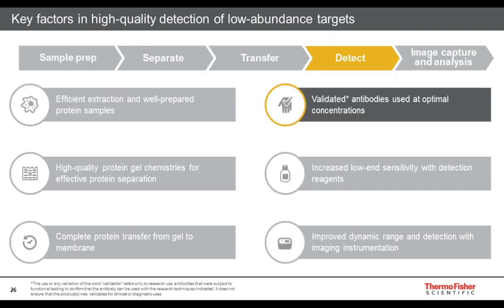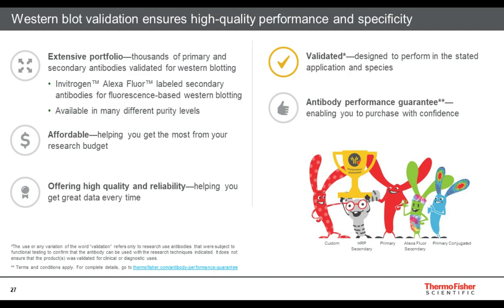Once the transfer is complete, the immunoblotting and processing steps begin. We'll start by discussing the importance of using validated antibodies to increase the sensitivity and quality for low abundant targets. At Thermo Fisher Scientific, we provide a large portfolio of available primary antibodies across thousands of target proteins, as well as a variety of secondary antibodies with either enzyme or fluorescent labels for Western blot detection.